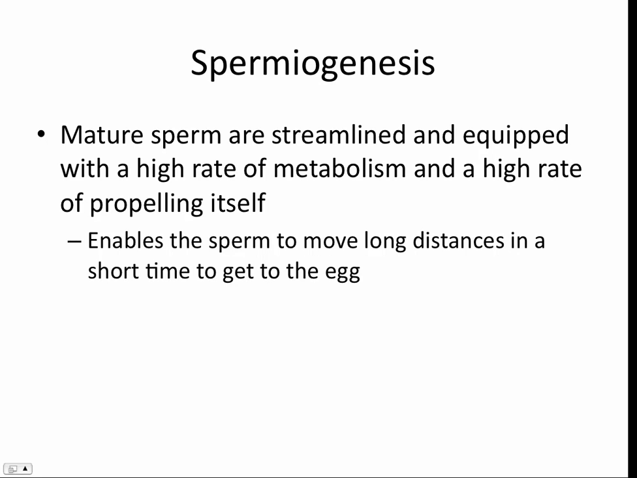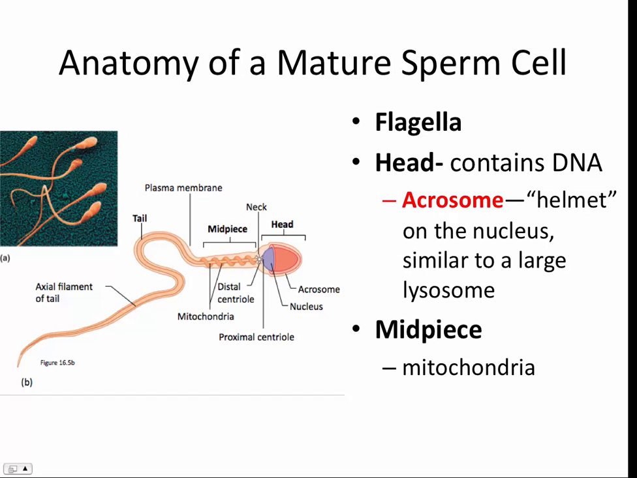Now, by the end of spermiogenesis, we have the mature sperm. All of them are streamlined and equipped with a high rate of metabolism and a high rate of propelling itself. Because imagine, the sperm have to make their way from the seminiferous tubules through the rete testis, into the epididymis, down the ductus deferens, into the ejaculatory duct, down the urethra, into the vagina, through the uterus, into the fallopian tube. So it needs lots of energy and a means of propelling its way towards the egg.